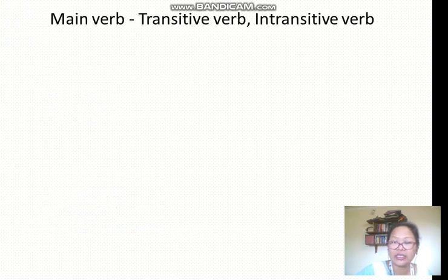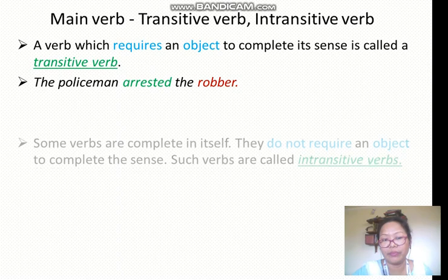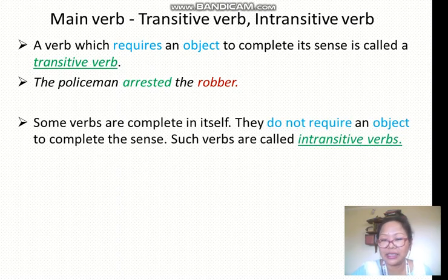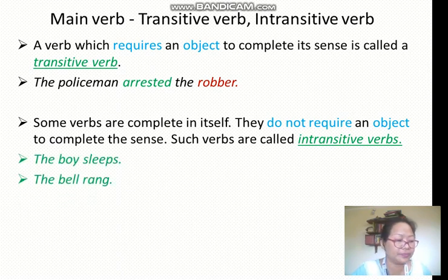Now transitive and intransitive. I've explained this to you in the last class. A verb which requires an object to complete its sense is a transitive verb. Like the last three examples, or this example, policeman arrested the robber. Some verbs are complete in themselves. They do not require an object to complete the sense. These are called intransitive. Like the boy sleeps. The bell rang. Right, so these are two examples of intransitive verbs.